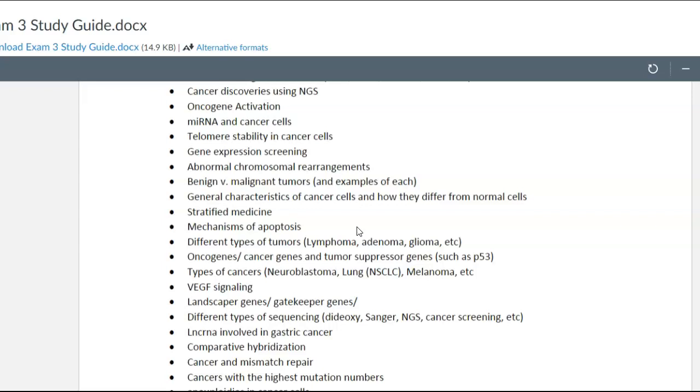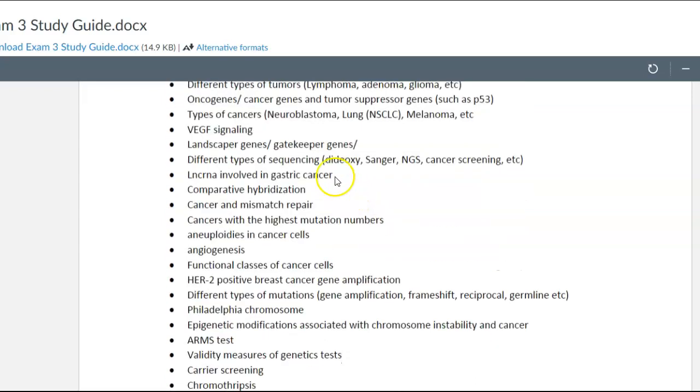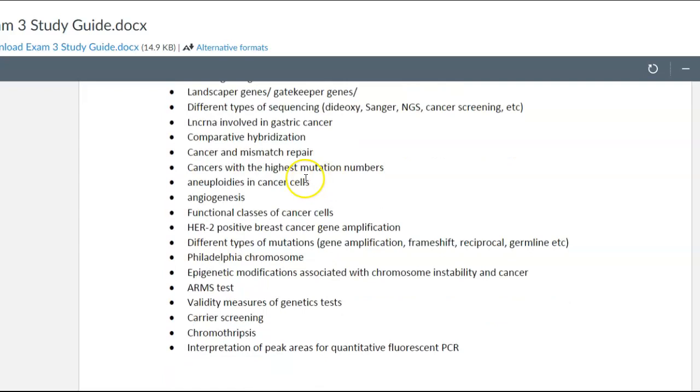In terms of oncogenes and cancer genes and tumor suppressor genes, not only know what they are, but kind of what their generalized function is. Obviously, P53 is a tumor suppressor protein, and know how that would play a role in apoptosis. Moving down the line, a lot of these, again, are very, very specific, which is great, and help you to kind of focus your studying.